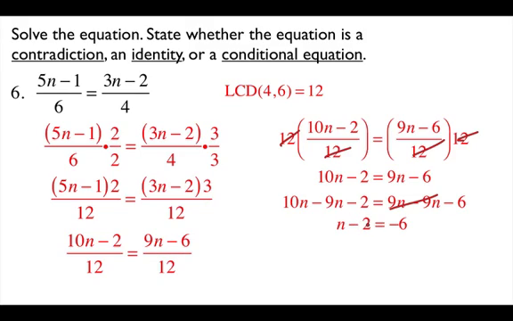And then I am going to undo this subtraction of 2. So I'm going to add 2 to both sides. And I end up with n equals negative 4. That is the answer to the first part. Now I need to state what it is. And in this case, when we actually get a solution, we call this a conditional equation.